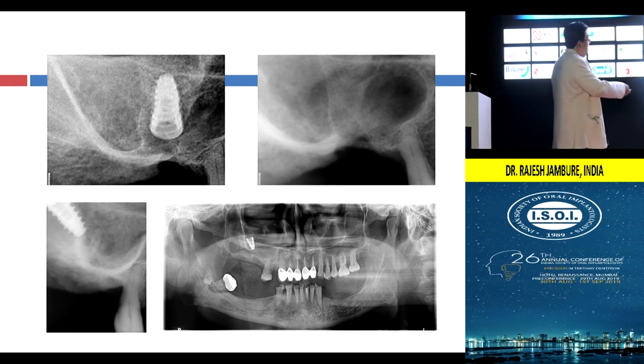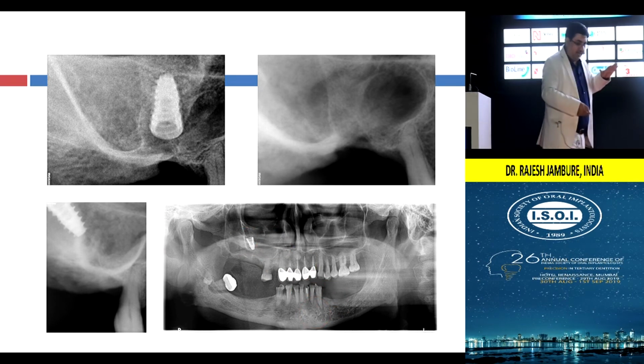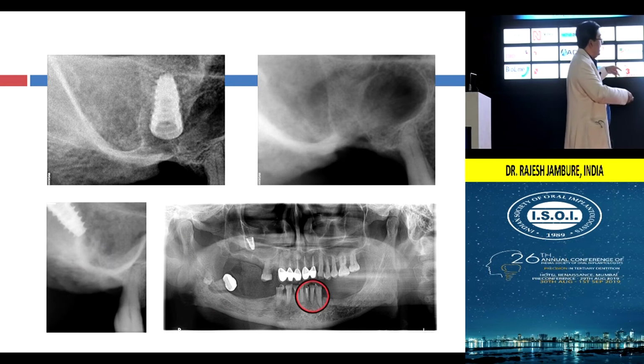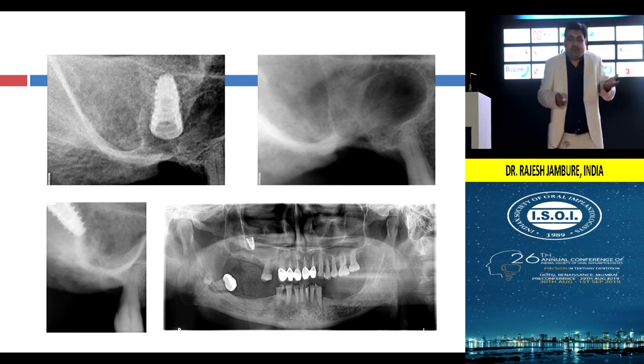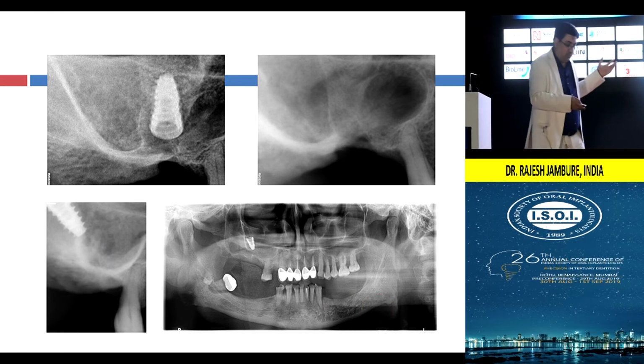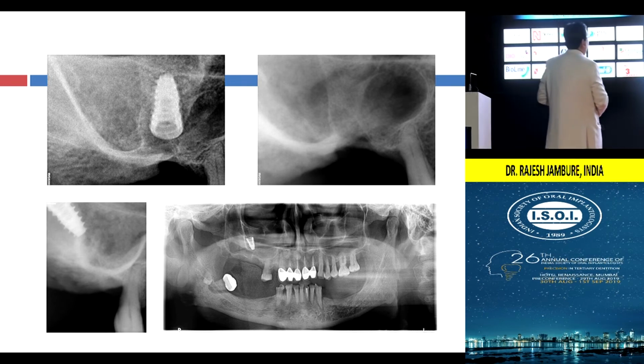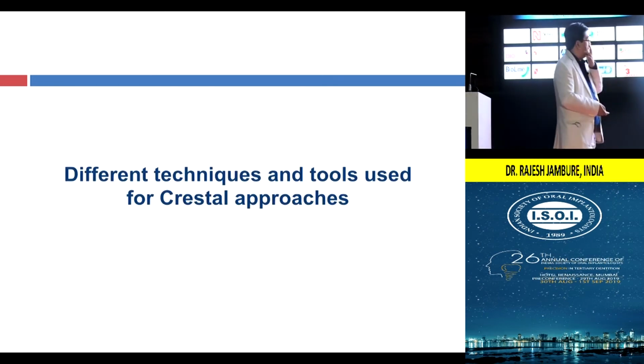In one of the x-rays, you'll see that the implant was not even seen, and once the patient was back in the upright position, you can see the implant. I sent him for an OPG because the implant was not visible everywhere. So these things happen when you have some of these complications.